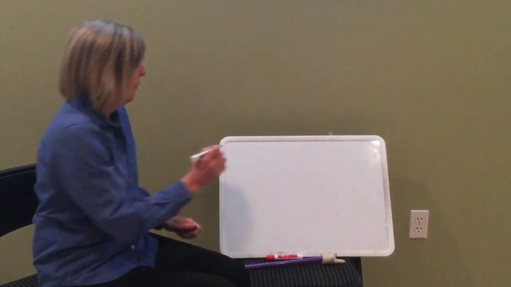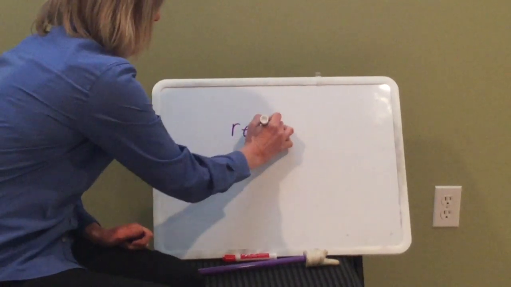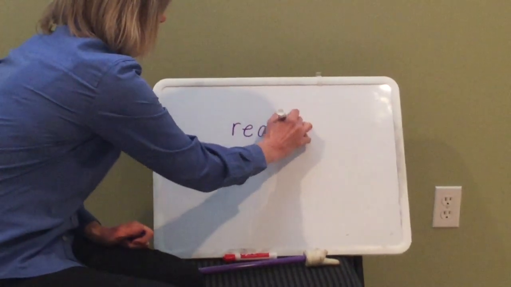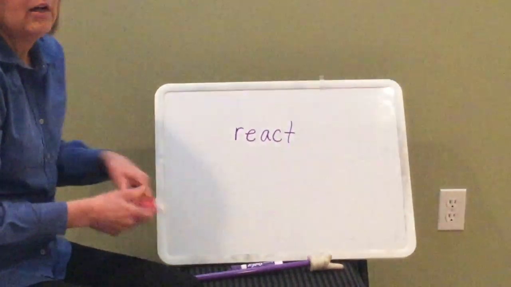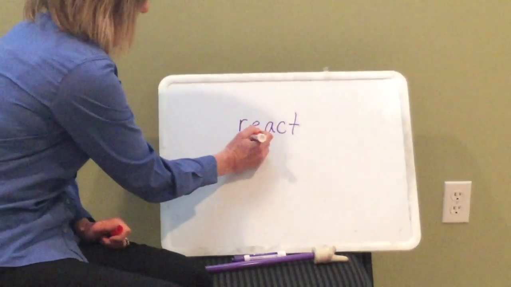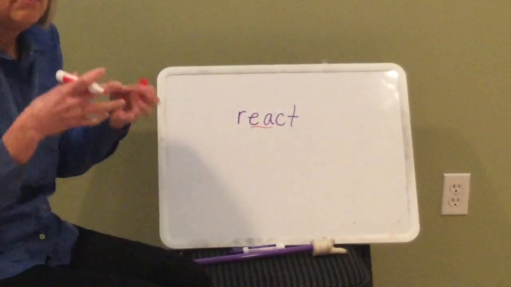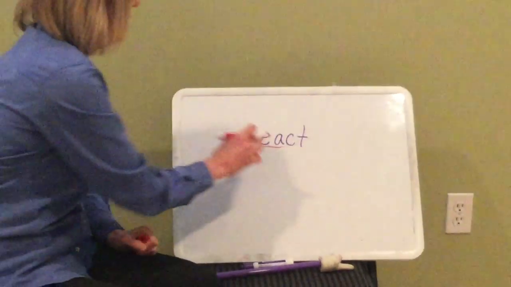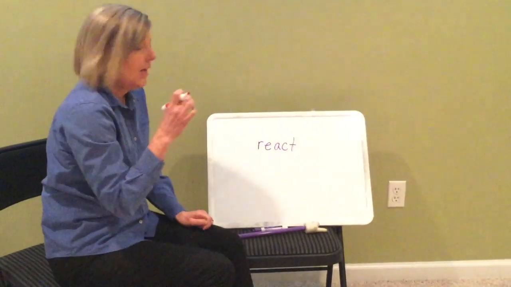All right, let's look at that when we mark it up. So we have re as our first syllable, and we have act as our second syllable. Now, if you look at this, it looks like we have the vowel team EA here, all right? But we're not going to keep that vowel team together. So that's what's going to make this an exception today.